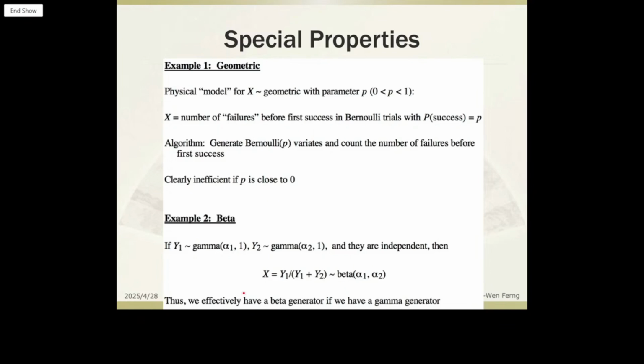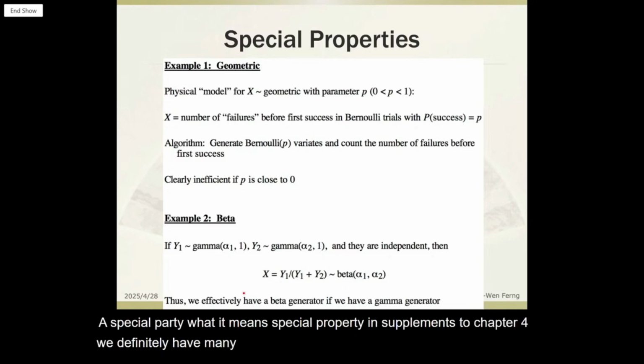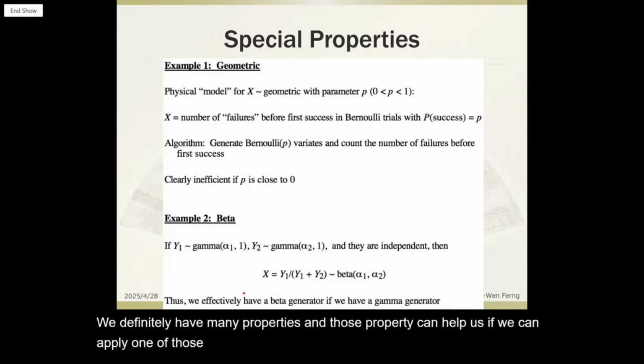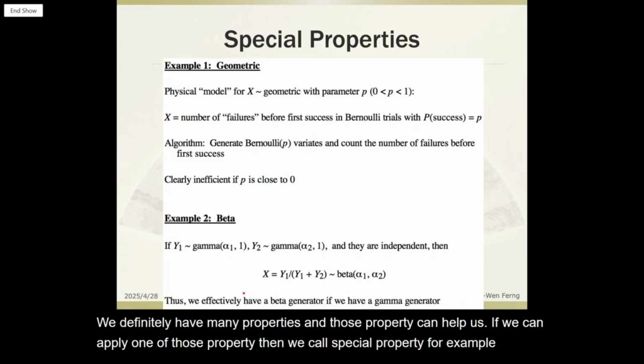Finally, we have a special property. What does it mean, special property? In supplements to chapter 4, we already have many properties, and those properties can help us. If we can apply one of those properties, then we call it a special property. For example, example 1, geometry.